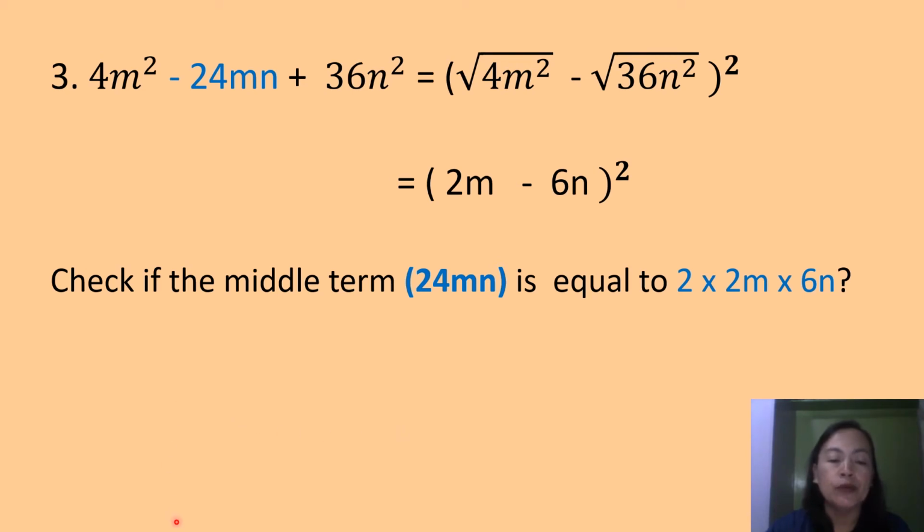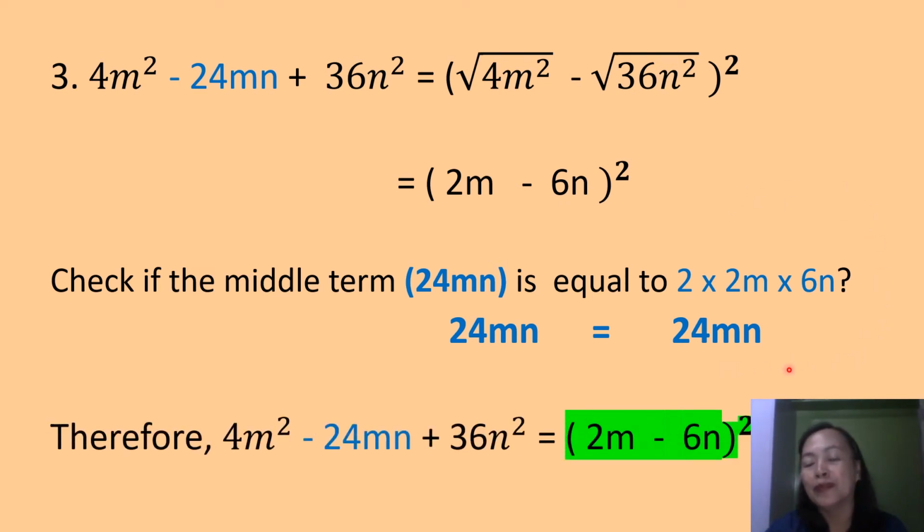Therefore, we now can say that the factors of 4m squared minus 24mn plus 36n squared is equal to the quantity 2m minus 6n squared. Ay, natakpan na ni ma'am. Sorry, basta doon may squared ha. Okay? O, may katanungan ba? Is it clear? Okay. Very good. Let's move on to another example.